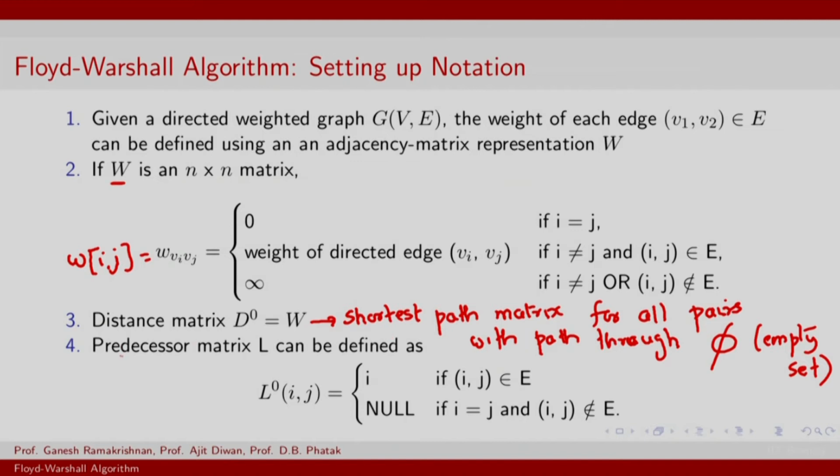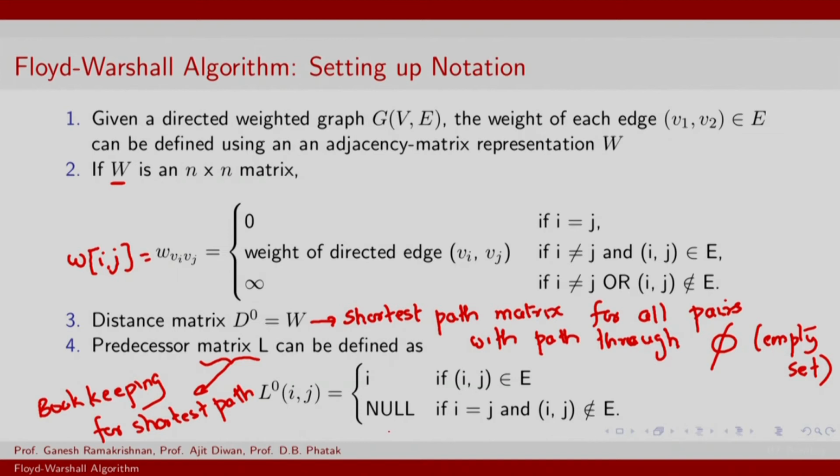We will also do bookkeeping using a predecessor matrix. So this is bookkeeping for shortest path. What this does is, if ij is indeed an edge, then the predecessor for j is i. However, if there is no such edge ij, then the predecessor is set to null. This is the initial configuration.